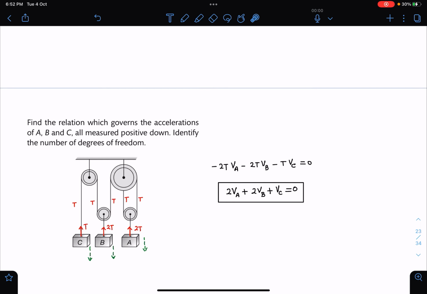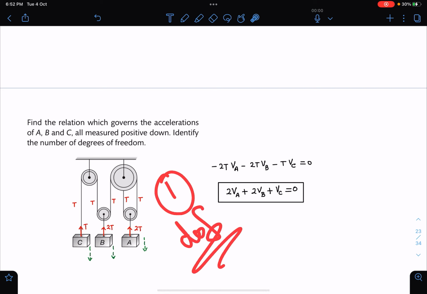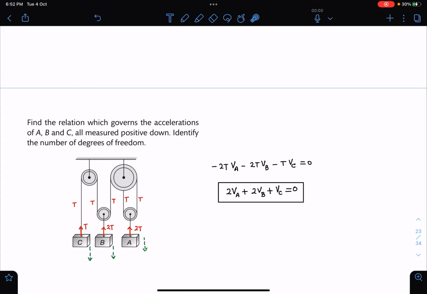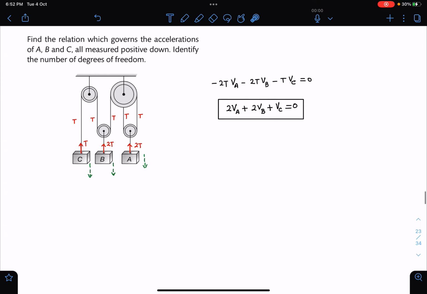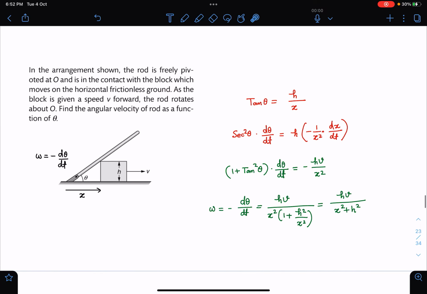Same thing here, we can write T, 2T, 2T, then the number of degrees of freedom here is 1 degree of freedom. I hope now you are clear with why it is 1 degree of freedom in this case. The next problem we can go.